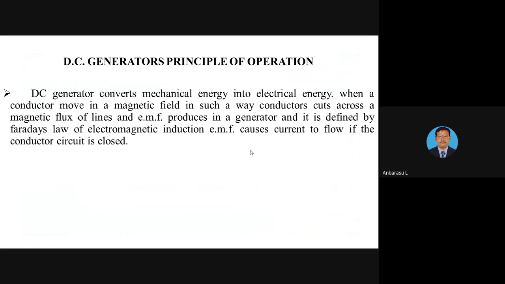Next one, on what principle does the DC generator work? This is the question. The DC generator converts mechanical energy into electrical energy. That is the basic conversion process. Whenever a conductor moves in a magnetic field in such a way that the conductor cuts across the magnetic flux lines, an EMF will be induced in that conductor. This is defined by Faraday's law of electromagnetic induction. So this is the principle behind the DC generator.